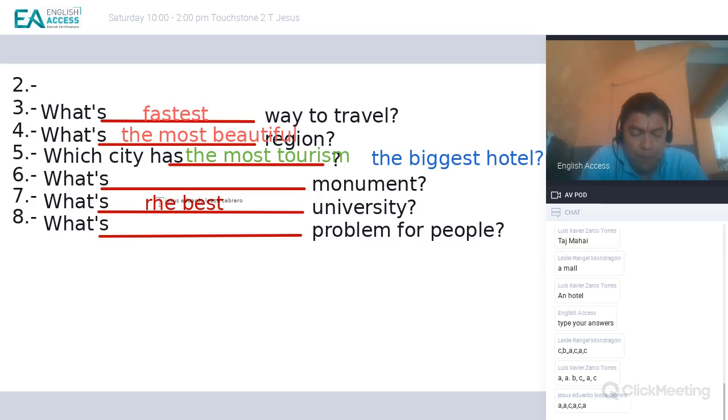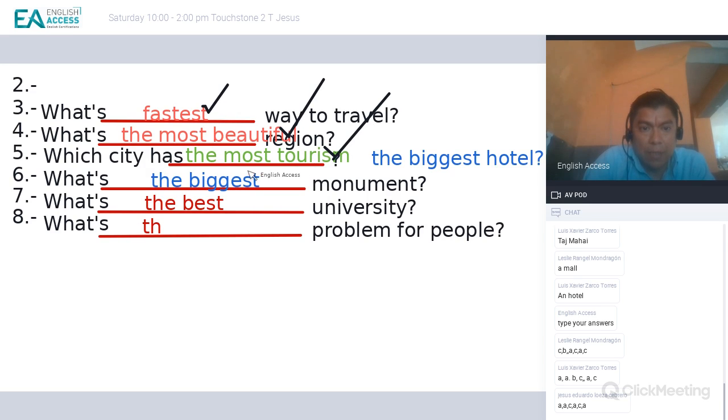So number 3, the fastest. Perfect. The most beautiful region. Yes. Which city has the most tourism? Yes. What's the biggest? Nope. It's not the biggest.